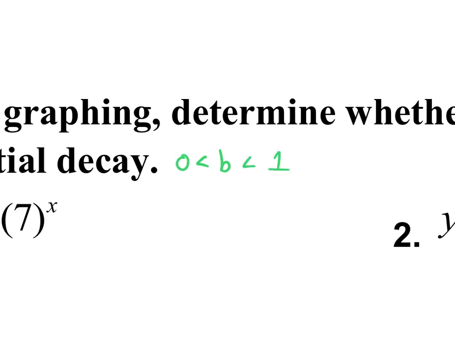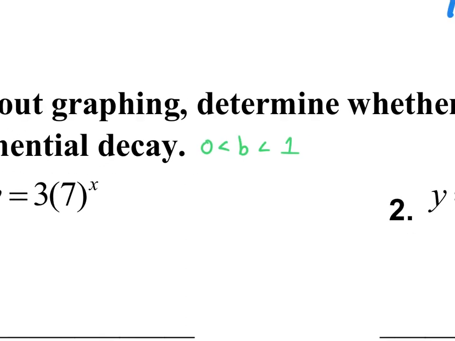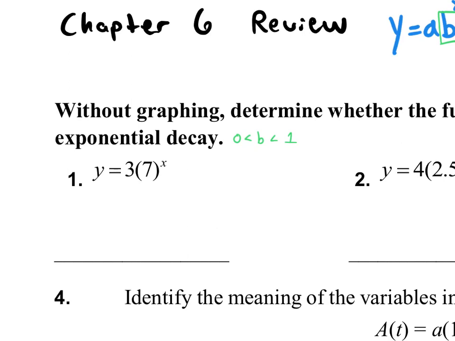And the greater than 0 part was so that b couldn't be negative. We did need b to be a positive number. But if your b value is in between 0 and 1, then you are decaying.